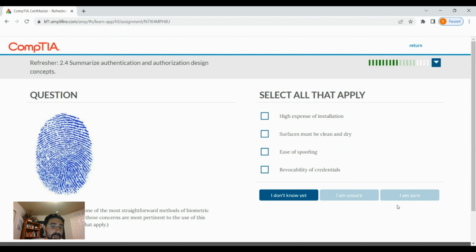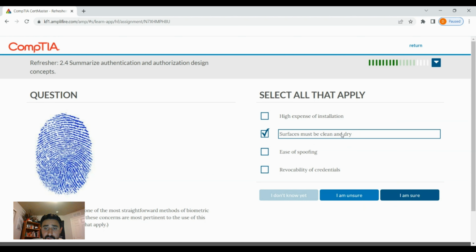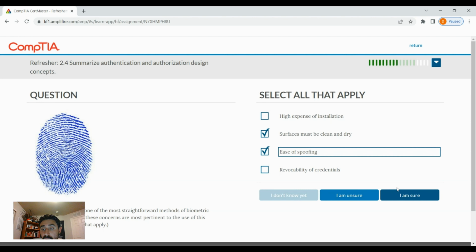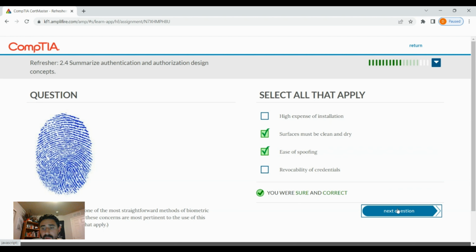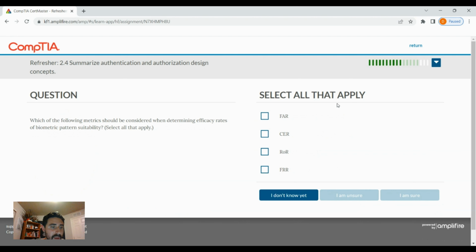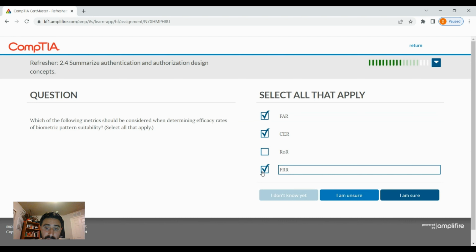Fingerprint scanning is one of the most straightforward methods of biometric identification. Which of these concerns are most pertinent to the use of this type of technology? Surfaces must be clean and dry. High expensive installation, ease of spoofing. We'll go with those two right there. Nice. Look at that. Which of the following metrics should be considered when determining efficacy rates in biometric patterns? It's going to be the FAR, the FRR, and the CER.